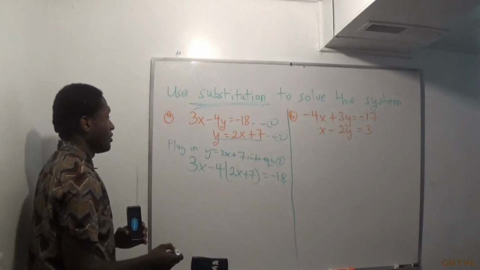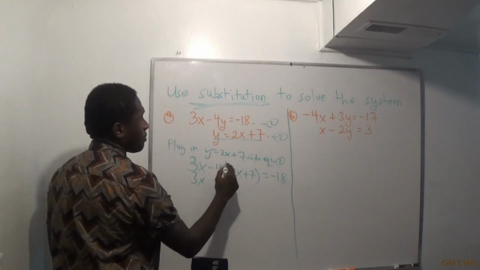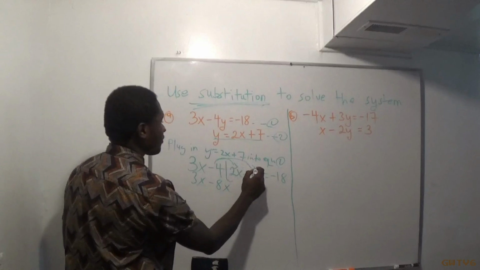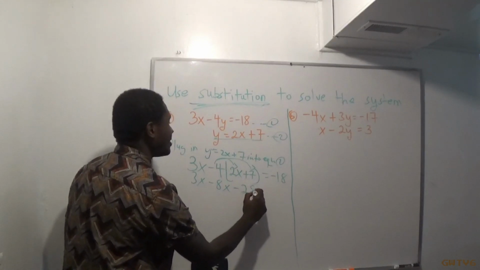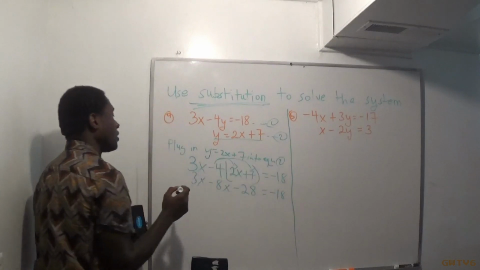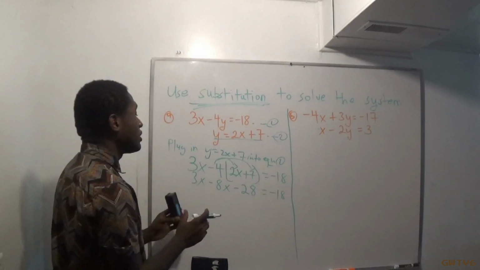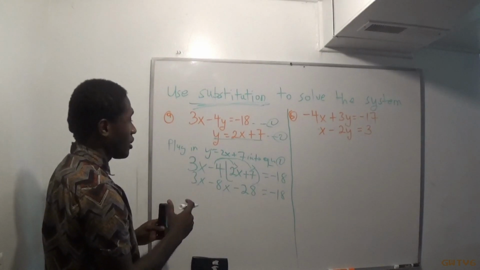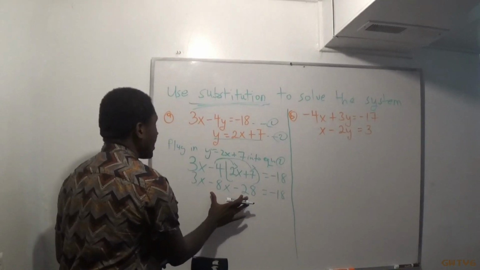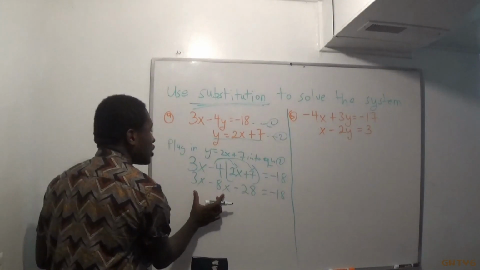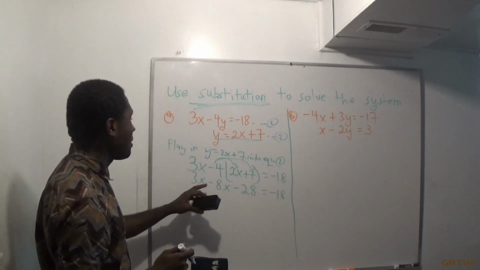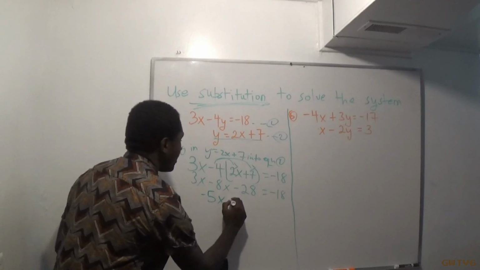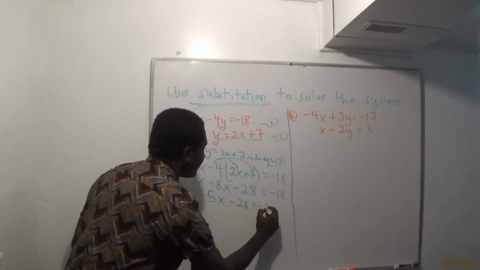And then I'm just going to solve it. So now I got 3x. Here I'm going to distribute. Negative 4 times 2x is negative 8x. Negative 4 times 7 is negative 28. And it equals negative 18. And when I'm doing equations, I know I have to always check both sides. And if I can combine like terms, I go ahead and do that. So looking at this side right here, I see that these two are like terms. So I'm going to combine them. So 3 minus 8, that is actually a negative. So I got negative 5x, and then minus 28 equals negative 18.